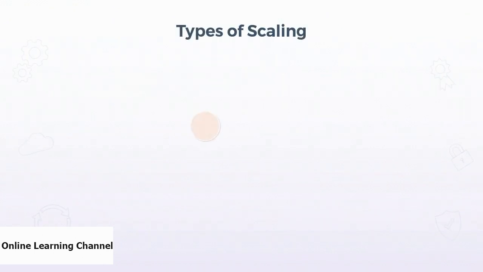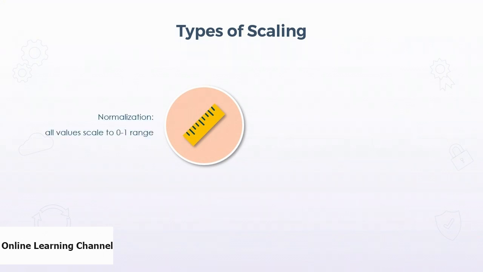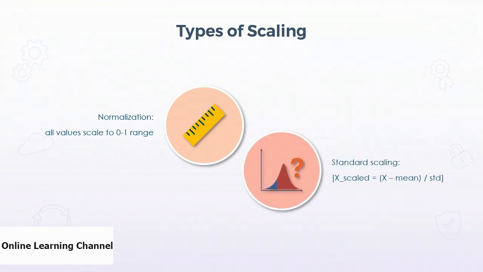Now, let us have a look at two of the most commonly used scaling techniques. The most commonly used technique is called normalization, where data is scaled in the 0 to 1 range. While performing normalization, the inherent distribution in the data is preserved. Another type of scaling that is often used is called standard scaling. Here, the mean is removed from each observation of the feature, and the resultant is then divided by the standard deviation of the feature.